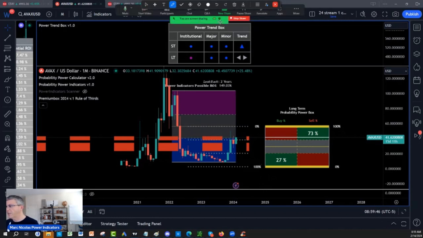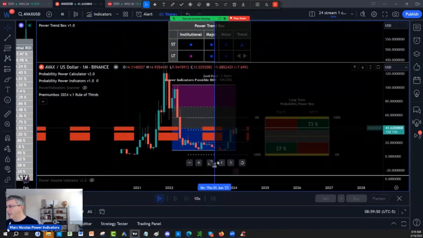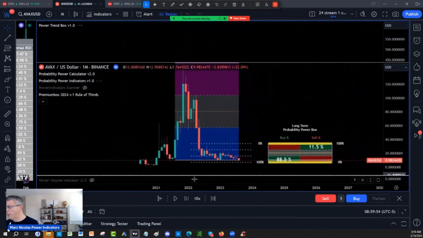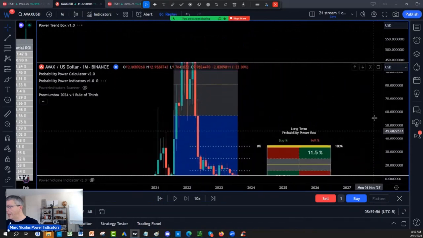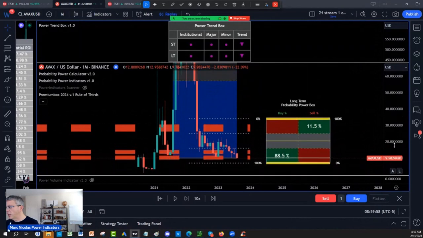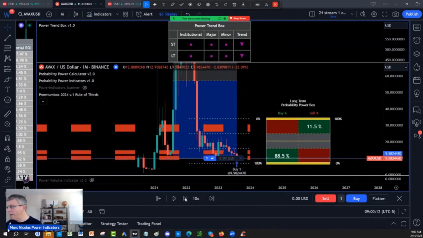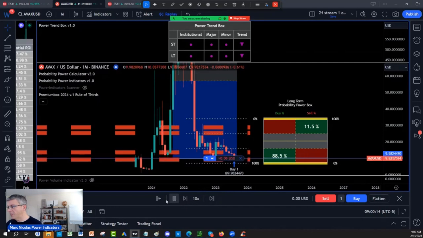As a matter of fact, if I play the replay on AVAX and I go here towards the low, towards the edge, what was the probability? Bang, 88% chance of making money if you had bought AVAX, not only at the bottom of the institutional red zone, not only at the edge of the blue here at $9, but you had the probability of 88%. So now I put buy, now I put the replay, and the rest is history.